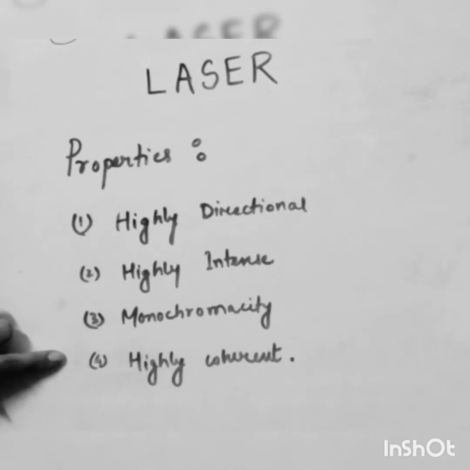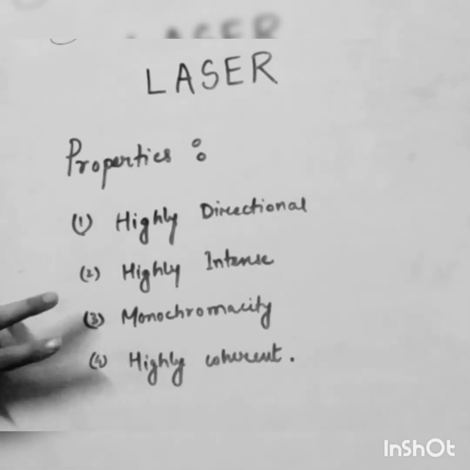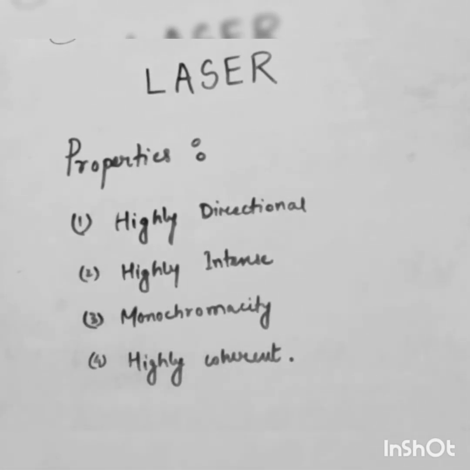The fourth one is it is highly coherent. Coherence means the waves of light which are emitted have a constant relative phase. The waves emitted from lasers have a constant phase difference which is maintained, and it is due to the stimulated emission. Due to the stimulated radiations, the photons are emitted in the same phase, and the coherence of the laser beam makes it highly directional, highly intense, and highly monochromatic.